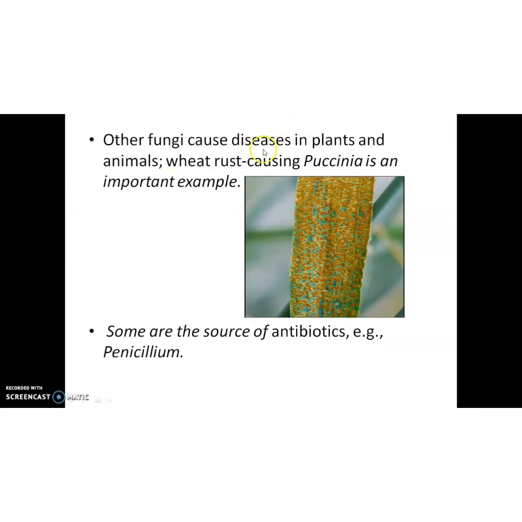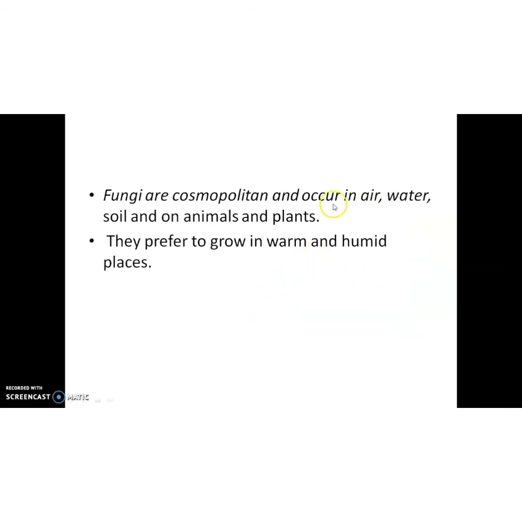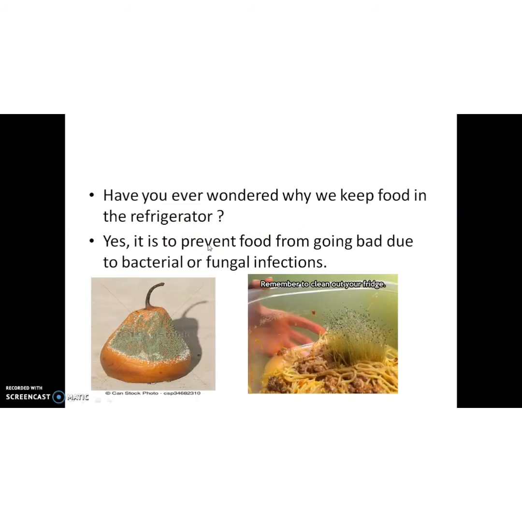Then, other fungi cause diseases in plants and animals. Wheat rust caused by Puccinia is an example for that. Here you can see rust on wheat leaf. Okay. Then some are the source of antibiotics, Penicillium, an important fungus. From that we produce the antibiotic penicillin, the first produced antibiotic. It was an accidental discovery, but it was very useful. It is an important antibiotic. Fungi are cosmopolitan and occur in air, water, soil and on animals and plants. They prefer to grow in warm and humid places.